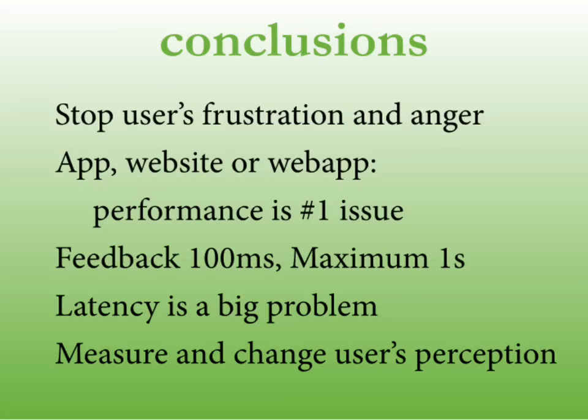So just to wrap up in terms of mobile app performance, we should right now, and when I say right now, I mean in the next hour, go and stop users' frustration and anger. Because people are frustrated because of your app or your website. Performance is the number one issue. Remember, every feedback should be in less than 100 milliseconds and the maximum in 1 second. So no more than 1 second. If something is taking more than 1 second, people will complain. So try to do something to trick the user, to change the perception of your app.